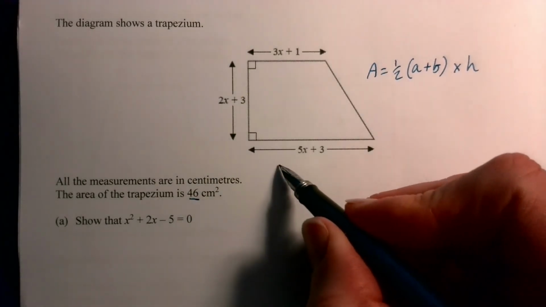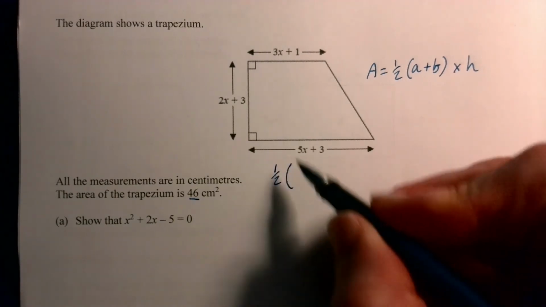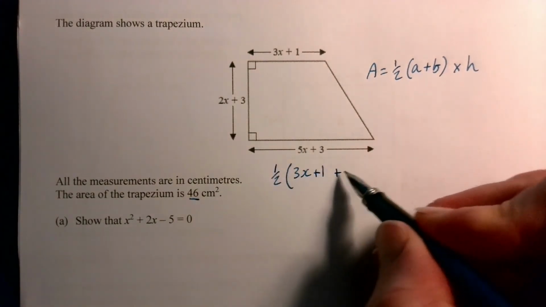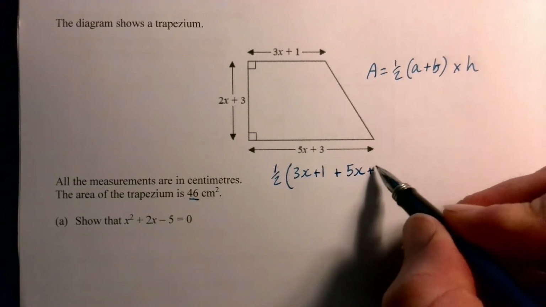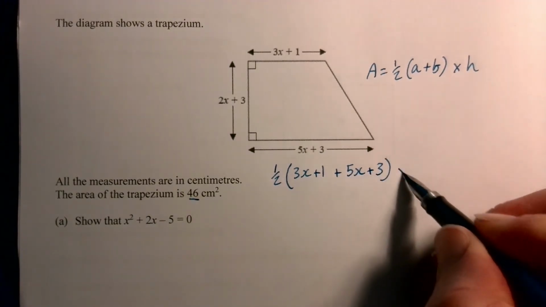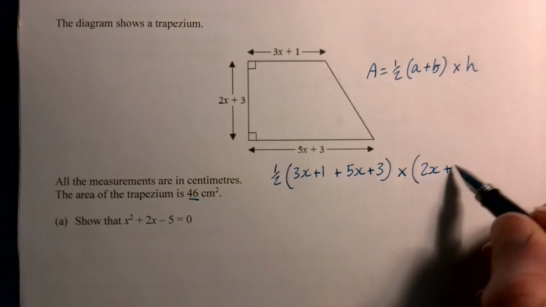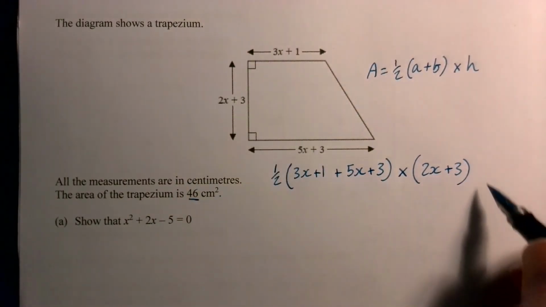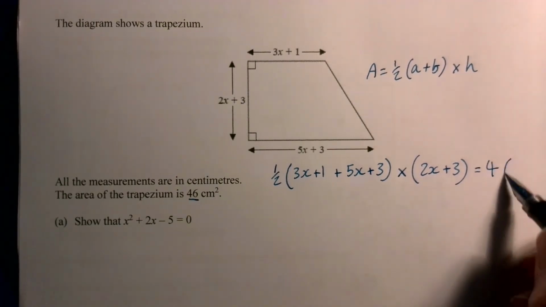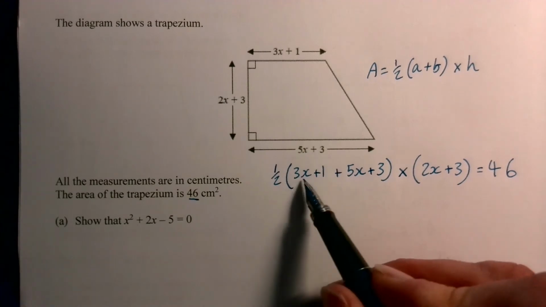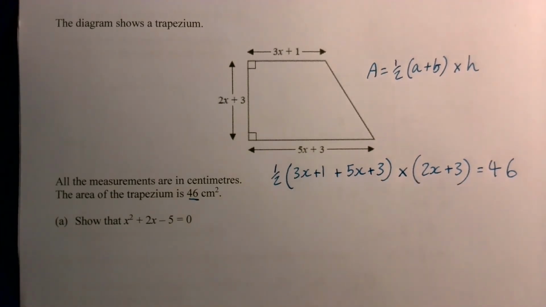So we can start off by saying, right, a half, and let's just put all of this in. 3x plus 1 plus 5x plus 3, times 2x plus 3, and that's all going to equal 46. So you get a mark for putting that in there, and you get a mark for showing that you've done that bit first of all. So we're almost there. We've got 2 out of 3 marks.